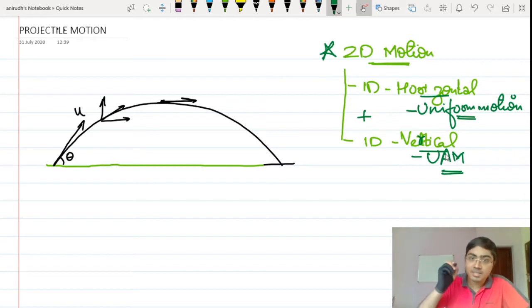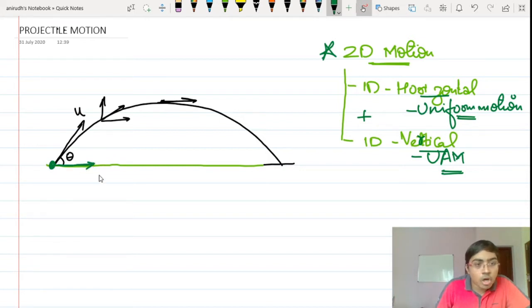Now, this is a body which I am throwing with a velocity of u, inclined to the horizontal at an angle of theta. This particular body will have both these motions side by side. This is one component of motion along the horizontal, the other component of motion is along the vertical. So this is a two-dimensional motion in that way. So this is u.